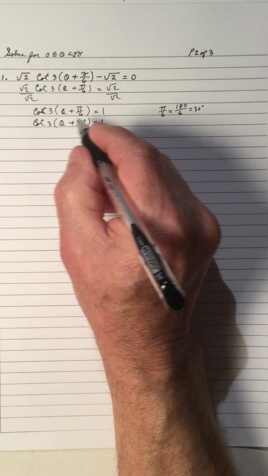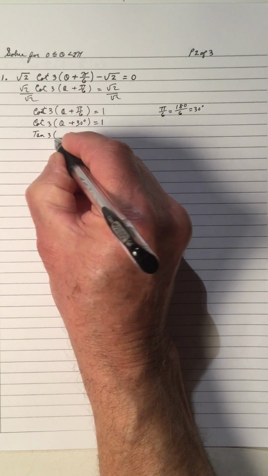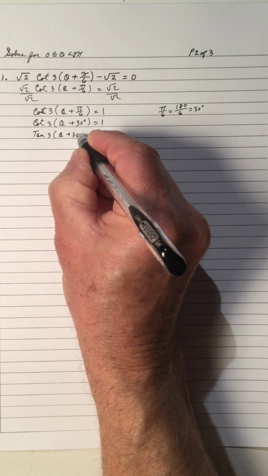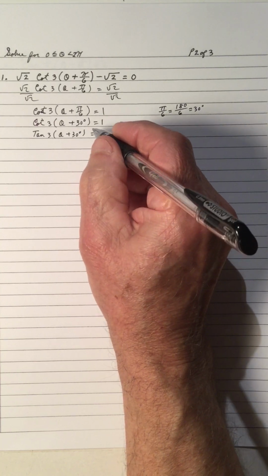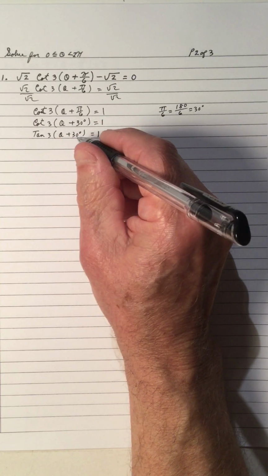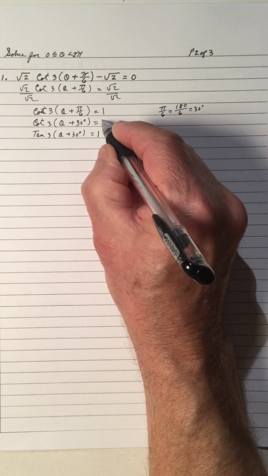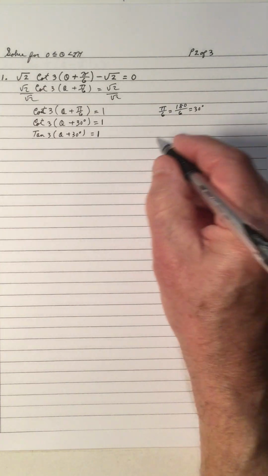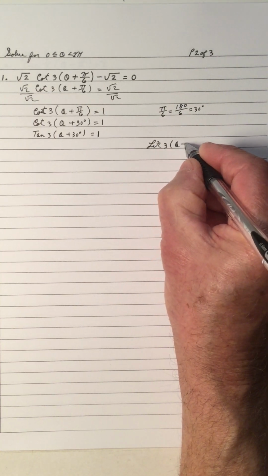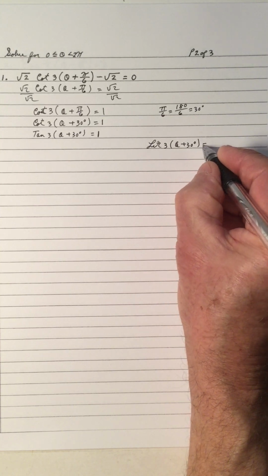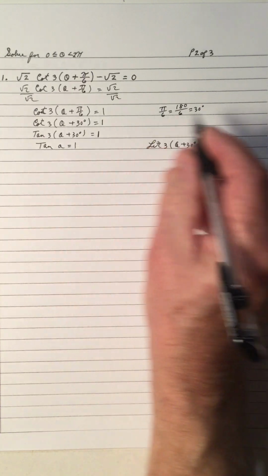And we have cot, so the reciprocal of cot is tan, so the tan of the angle is the reciprocal of 1, which is 1. Because where cot is positive or tan is positive is in the same quadrants, we're just working with the reciprocal. So the reciprocal of 1 is 1. Now I'm going to let 3 times theta plus 30 degrees equal A. So that's tan A equals 1.